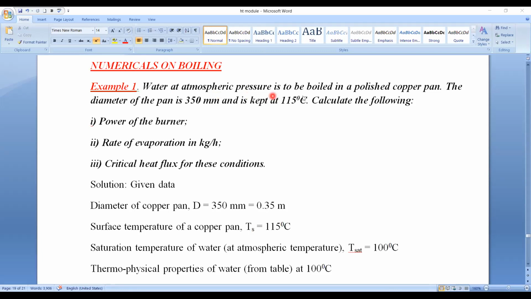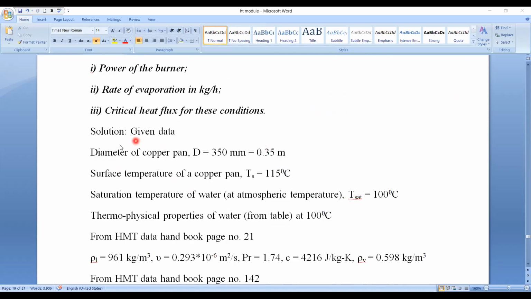Water at atmospheric pressure is to be boiled in a polished copper pan. The diameter of the pan is 350 mm and it is kept at 115 degrees centigrade. Calculate the following. First bit, power of the burner. Second bit, rate of evaporation in kg per hour. Third bit, critical heat flux for these conditions. So clearly it is mentioned that it is boiling.